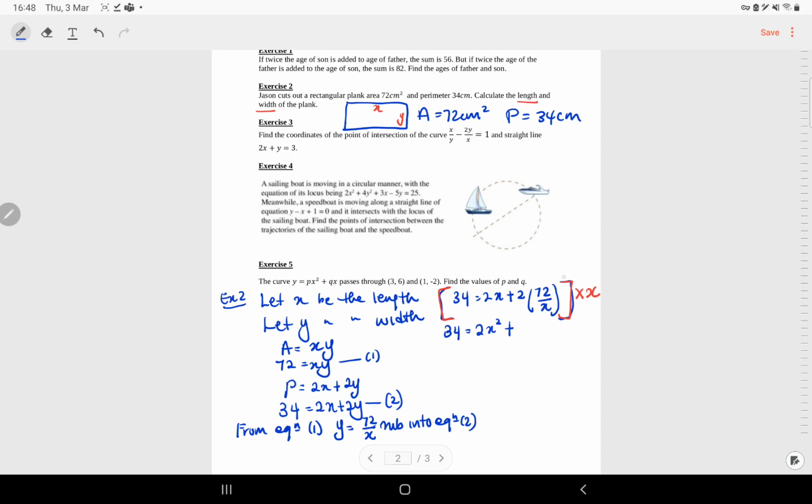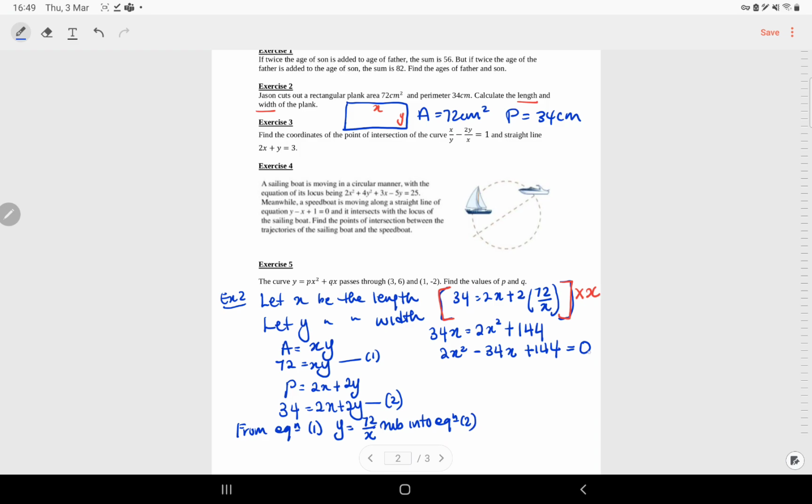So I multiply the whole equation by x, and what I get is 34x equals 2x squared plus, so the x here, when you multiply it to this term, the x cancels out, and therefore what I get here is 2 times 72, and that is 144. I missed out the x here: 34x. So now what I get is a quadratic equation. Can you see that? You get 2x squared. I bring 34x to the other side, so that becomes minus 34x plus 144, and one side will be 0.